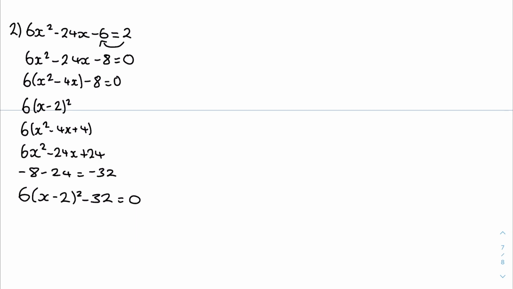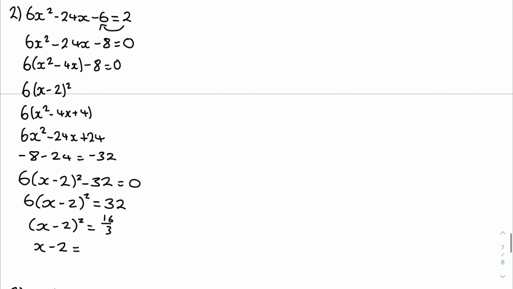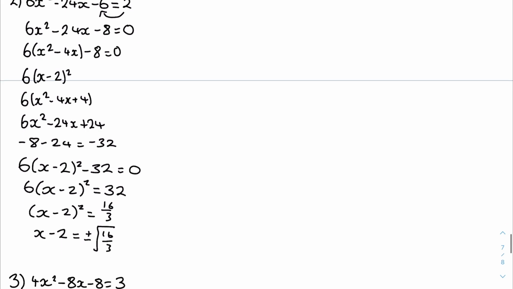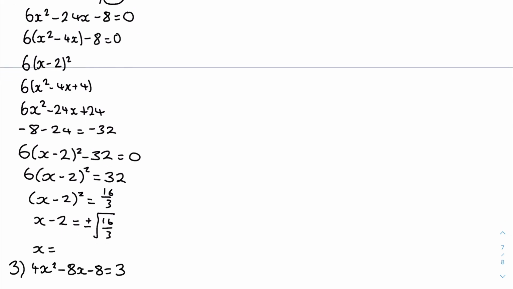So same again, we're going to want to move our minus 32 across to the other side. So we'll now have 6 bracket x minus 2 squared is equal to 32. We'll then divide by 6. So to give us 32 over 6, or in a simpler form, we could have 16 over 3. We then want to square root both sides, giving us plus or minus the square root of 16 over 3. And then last part, we're just going to want to add our 2 over. So we're going to have x is equal to 2 plus or minus the square root of 16 over 3.